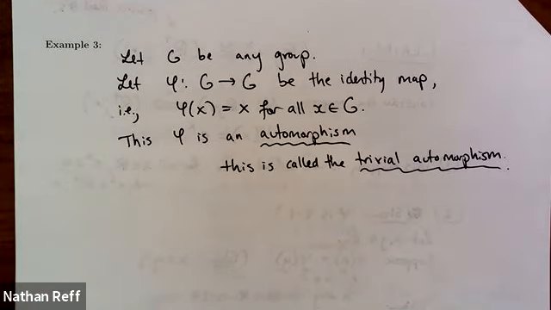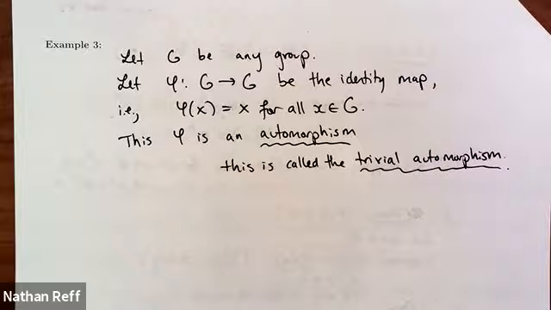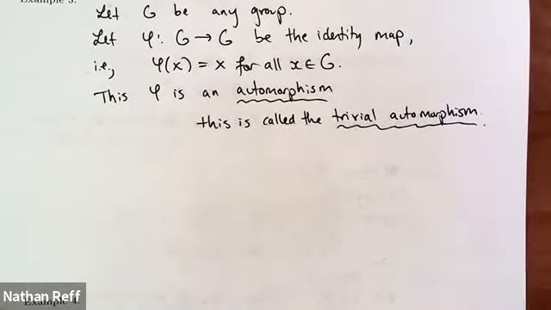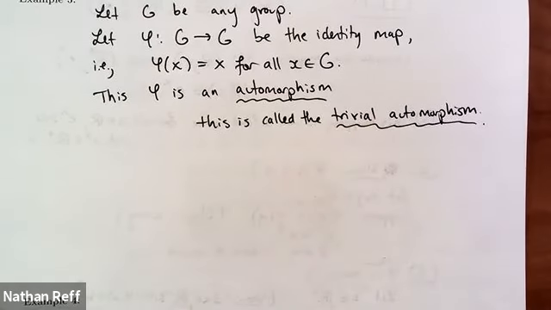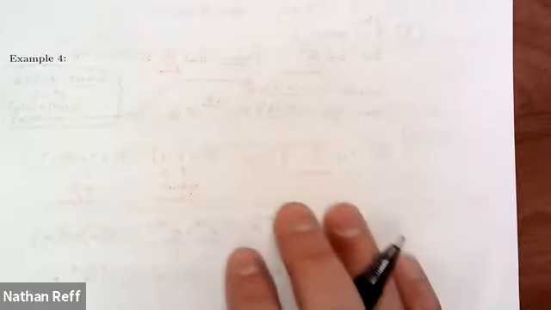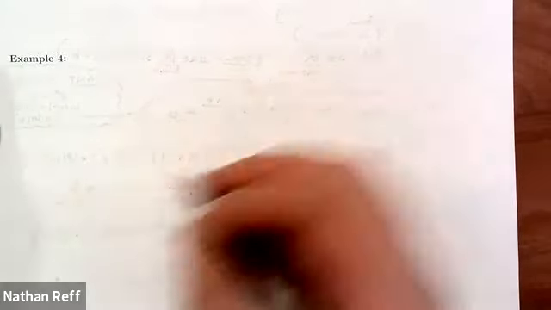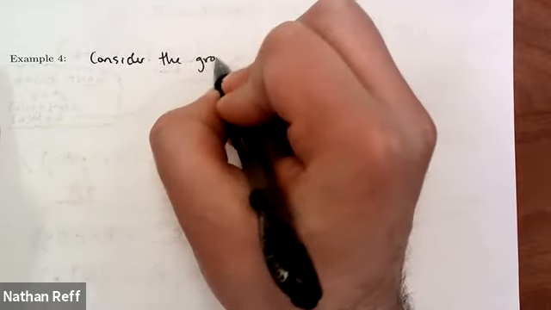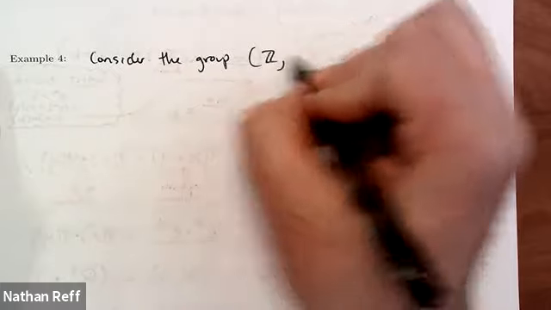Okay. So let me give you an example of a non-trivial automorphism. So example, hopefully everyone wrote all that. Pretty much just said the identity function is a trivial and pointless automorphism. Okay. So now consider the group of the integers under addition.